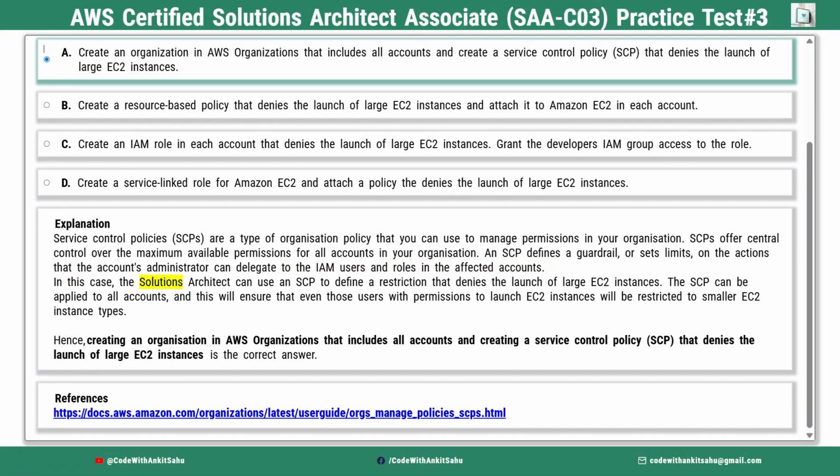In this case, the solutions architect can use an SCP to define a restriction that denies the launch of large EC2 instances. The SCP can be applied to all accounts, and this will ensure that even those users with permissions to launch EC2 instances will be restricted to smaller EC2 instance types. Hence, creating an organization in AWS Organizations that includes all accounts and creating a service control policy, SCP, that denies the launch of large EC2 instances is the correct answer. References.